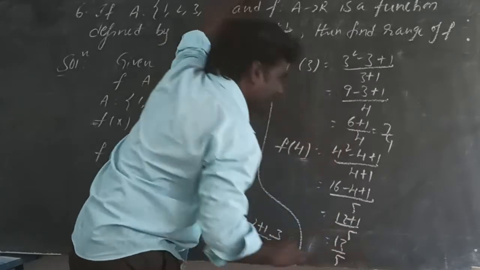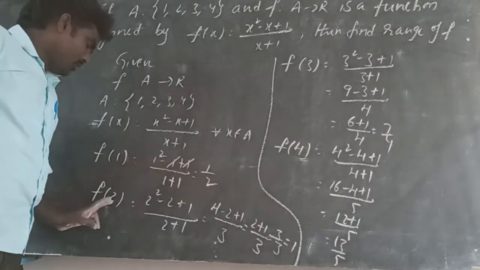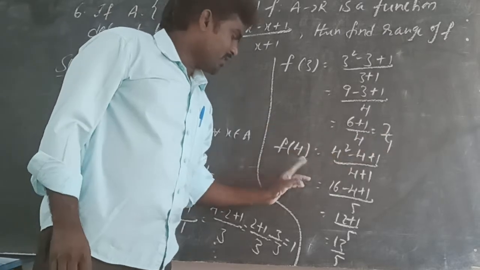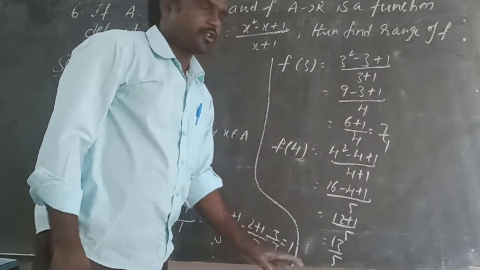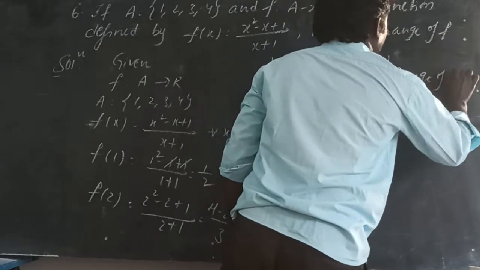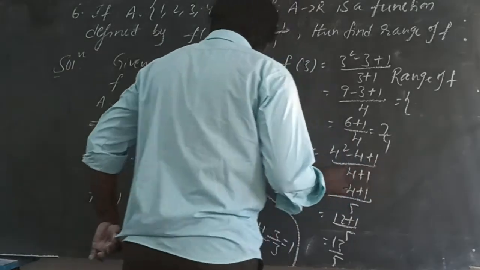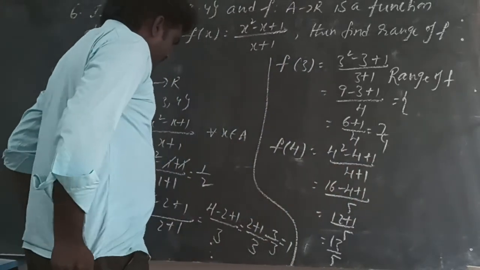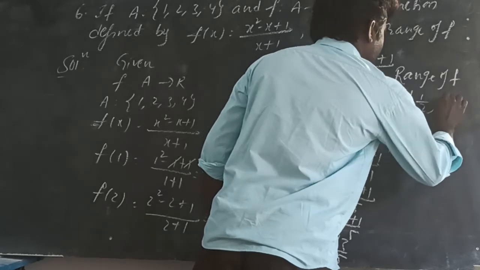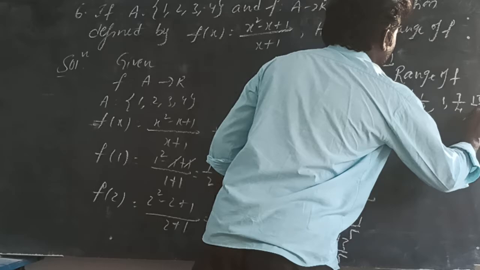13 by 5. Okay, so here 1 is mapping with the element 1 by 2. 2 is mapping the element 1. 3 is mapping the element 7 by 4. 4 is mapping the element 13 by 5. So therefore, range of the function is, so the domain elements are mapping the elements 1 by 2, 1, 7 by 4, next 13 by 5.